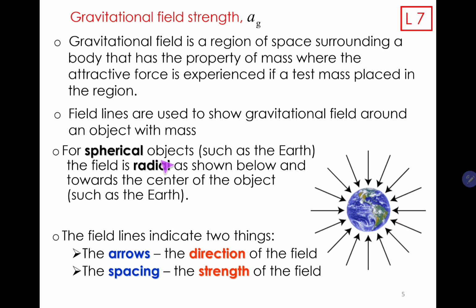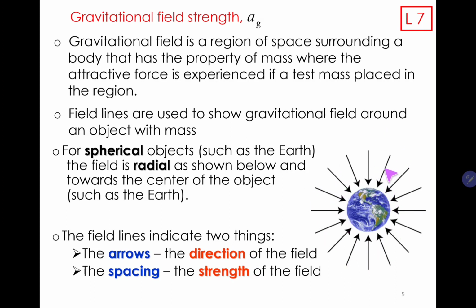For spherical objects such as the Earth, the field is radial as shown below and towards the center of the object. Alright, so for any spherical object, our gravitational field strength surrounds the object, and remember it must be directed towards the object. For example, for our planet Earth, the gravitational field strength is just directed towards the planet here.